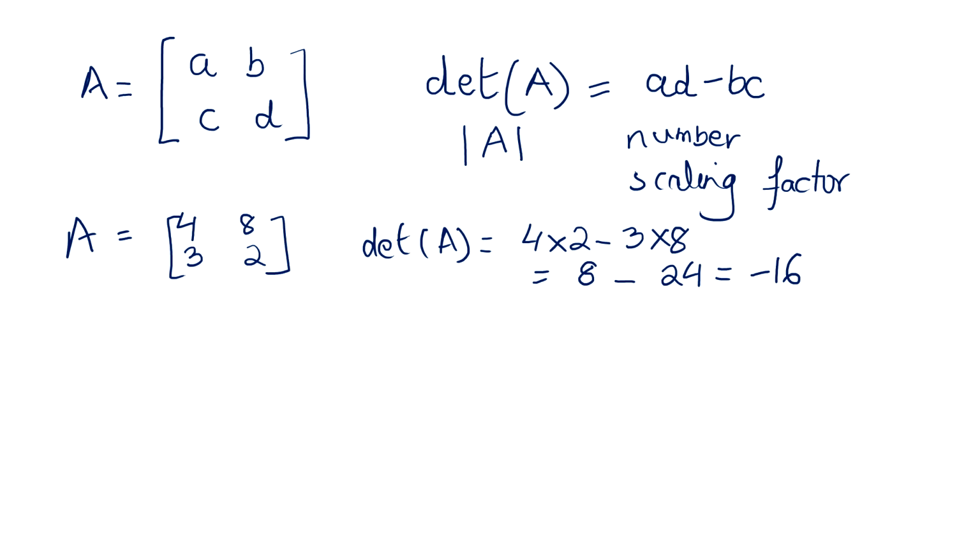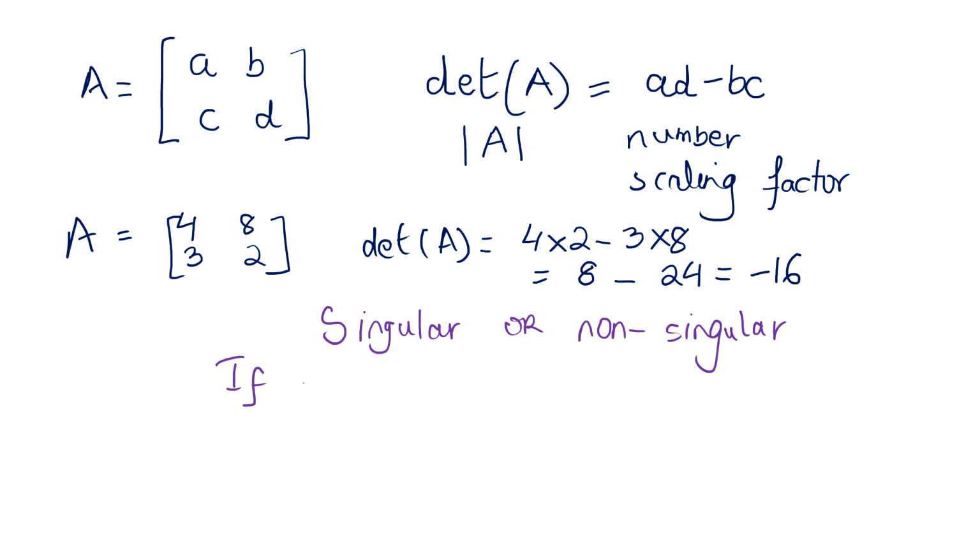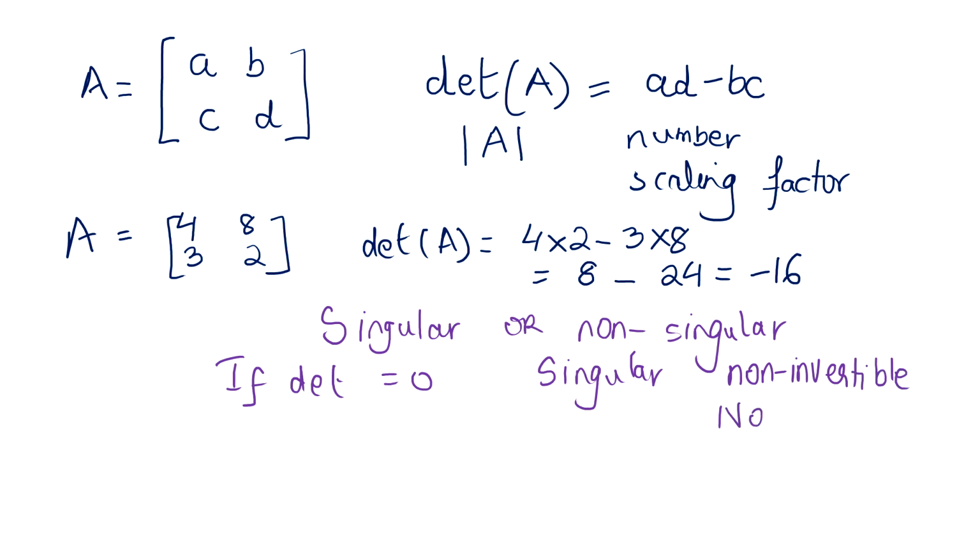Okay, another concept I would like to discuss is the concept of a matrix being singular or non-singular. If the determinant of a matrix equals 0, then the matrix is called a singular matrix. Or there's another word, non-invertible matrix. For such matrices, there does not exist any inverse, no inverse of such a matrix.